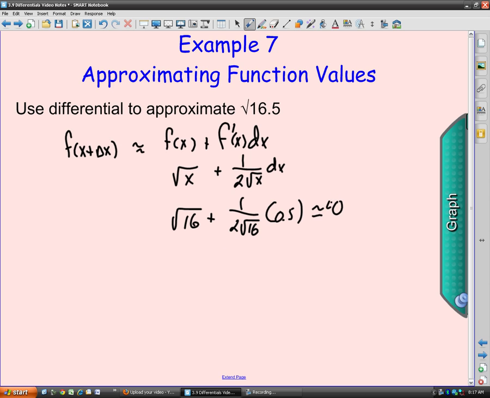Which comes out to approximately 4.0625. This is basically for if we didn't have calculator access. And if we went through and did f of 16.5 as my original thing, it would be just the square root of 16.5, which is approximately 4.0620.